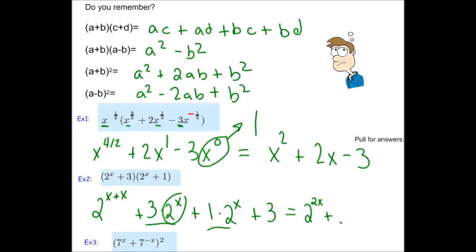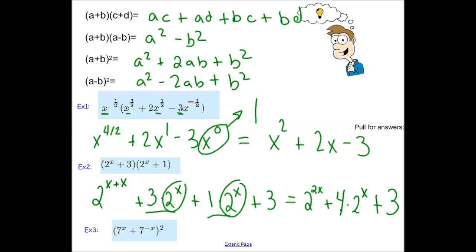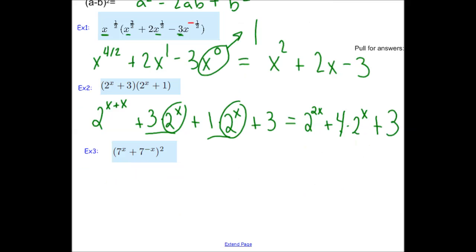We've got 3 times 2 to the x plus 1 times 2 to the x. We can look at 2 to the x as a variable, basically. So we've got 3 of them plus 1 of them. So overall, we've got 4. 3 plus 1 gives us 4 times 2 to the x. But we still can't combine that. And plus 3. The reality is that's a good answer, and that's fine to leave it like that.